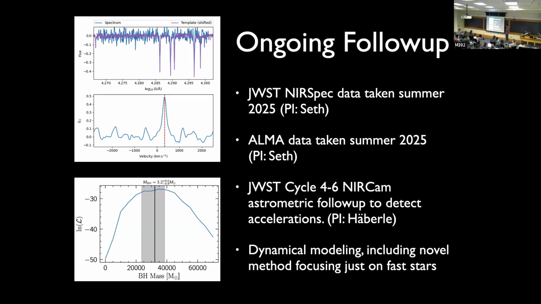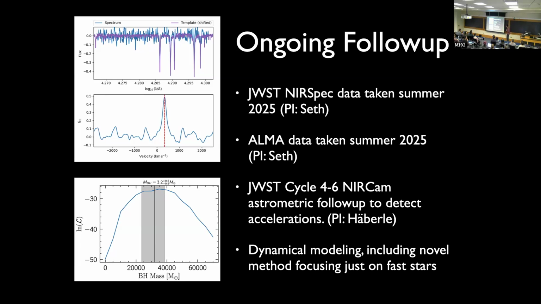We also have JWST astrometric follow-up, and our goal is: the proper motions that we have are really consistent with being a straight line. There's no curvature to them at all. And we're hoping that with higher signal-to-noise of these faint stars, we'll be able to detect accelerations in the stars. Accelerations will point towards the black hole, and they can also help us constrain the black hole mass.